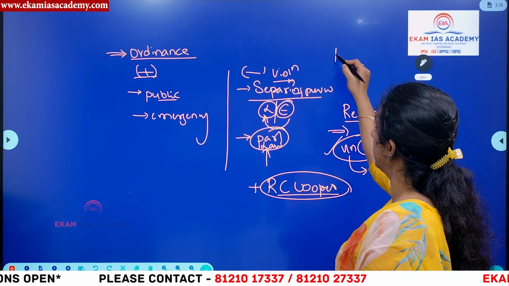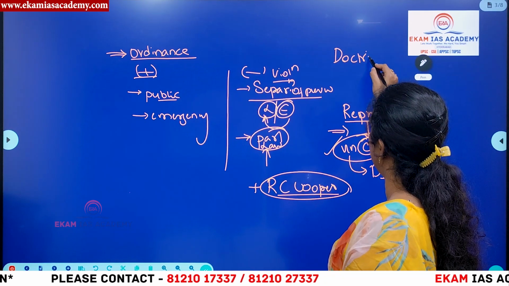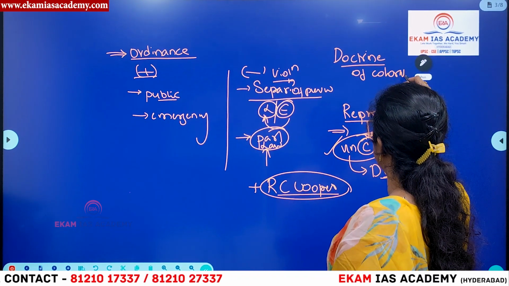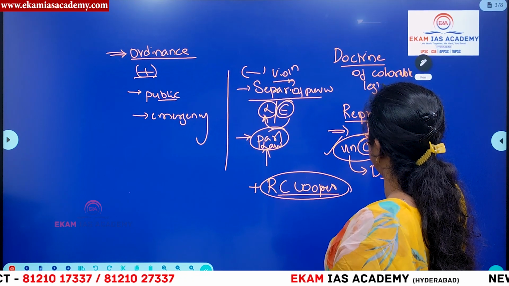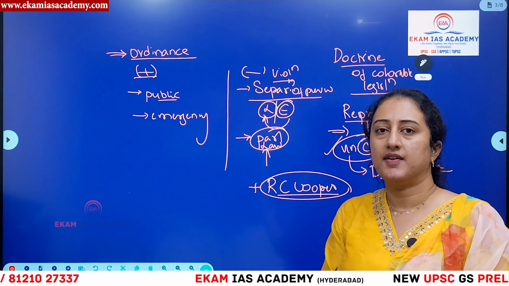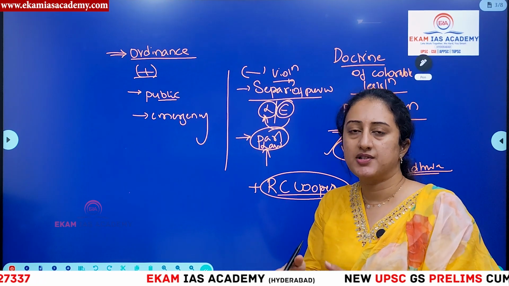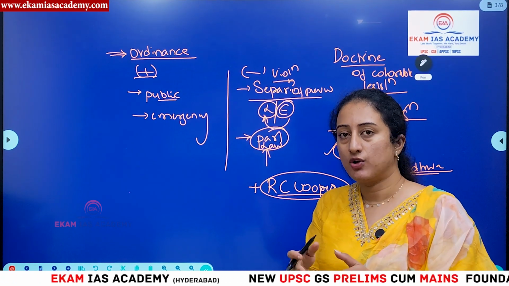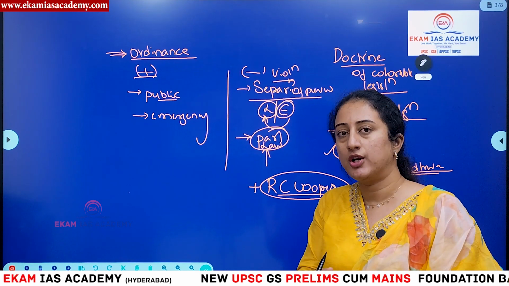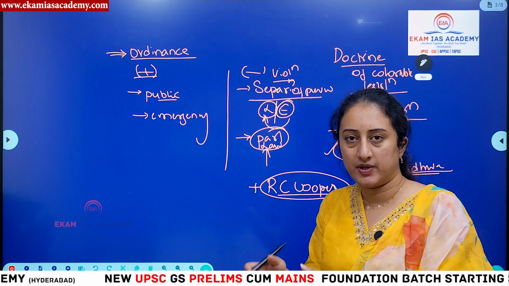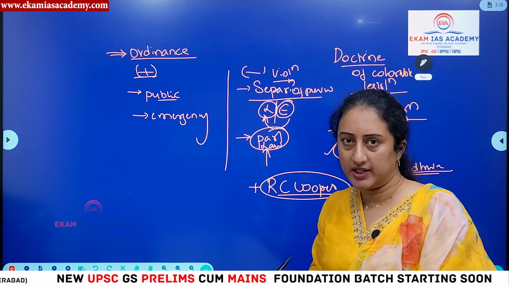Then here we also need to talk about one important concept called the doctrine of colorable legislation. This also applies in this particular concept. What is the doctrine of colorable legislation? Parliament or legislatures generally have some powers, and only within those limits they have to ensure that they are exercising them. But if the Constitution is not allowing parliament to make law on one particular matter, it cannot do it indirectly.